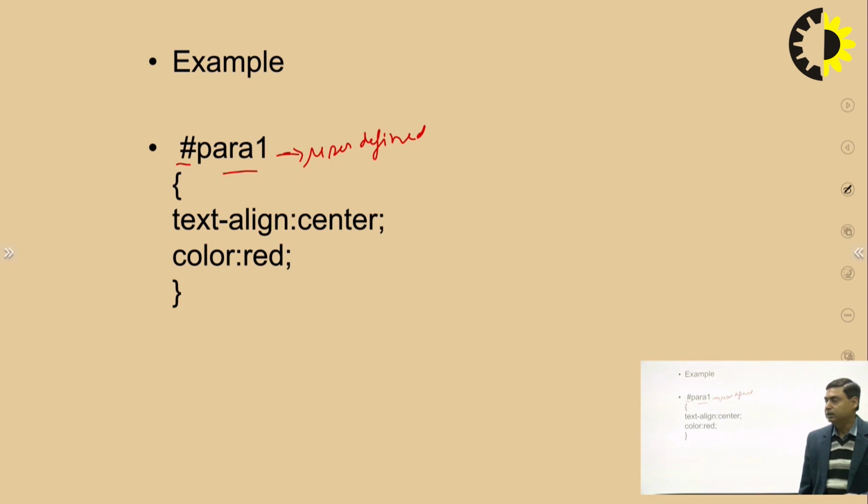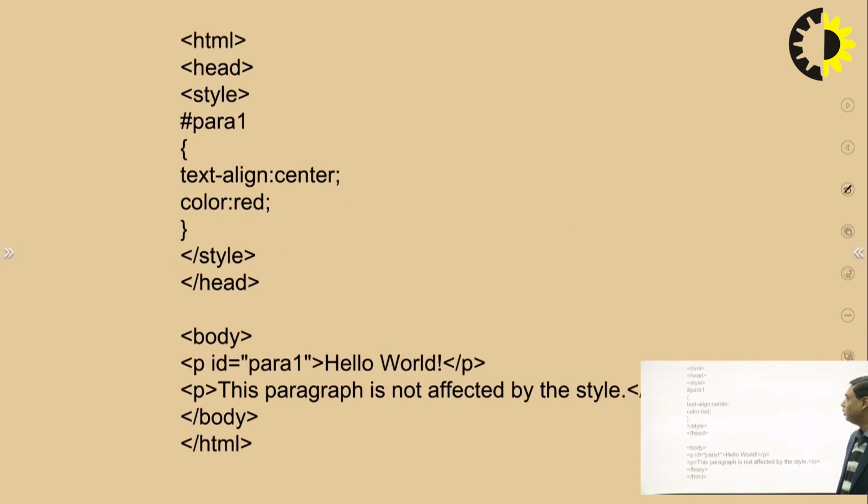So para1 is an ID, and this ID consists of two declarations. One is text-align center and the other is color equal to red. So in this small code, we have defined an ID, and the name of the ID is para1, with two declarations, setting the property text-align to center and setting the property color equal to red. Now look at the example.